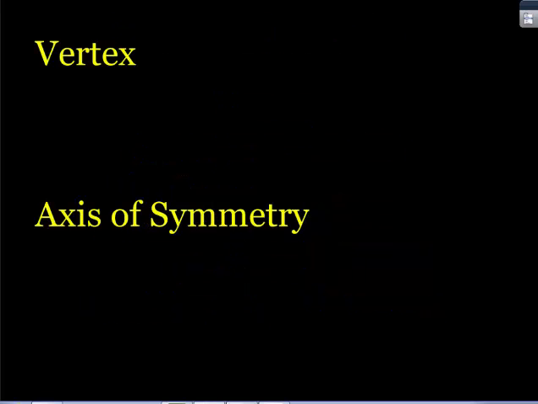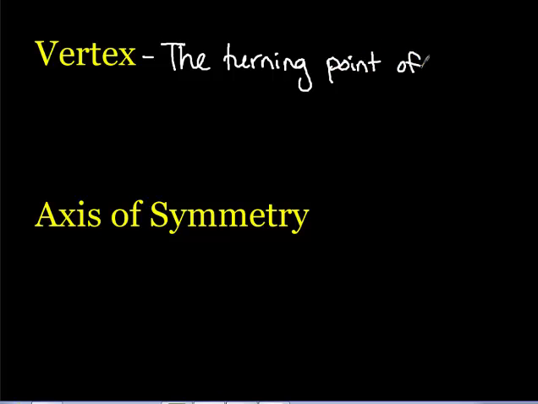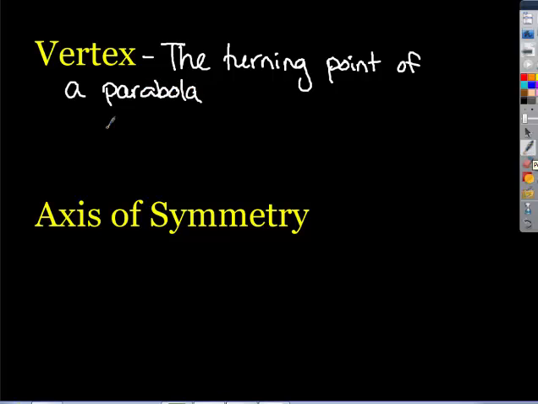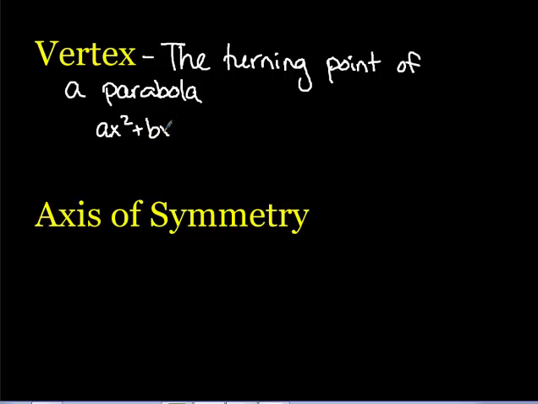So first up, we're going to do our vertex. Our vertex is also known as the turning point of a parabola. Now, in case we're forgetting what a parabola is, when the general form is ax squared plus bx plus c, a parabola is that beautiful U shape that we get in our graph. And the vertex is the turning point of that. So this is my vertex. This is where I turn, and this has the value of x comma y.